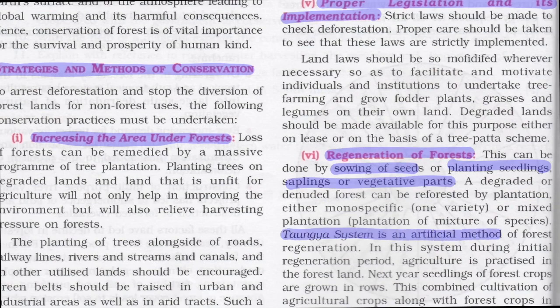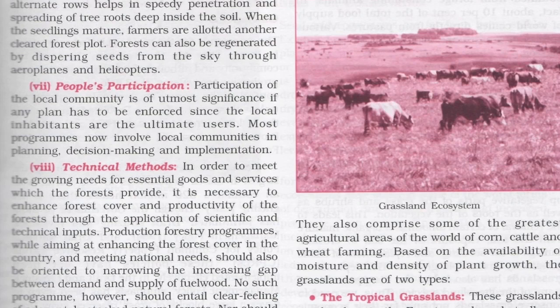Taungya system is an artificial method of forest regeneration. In this system, during the initial regeneration period, agriculture is practiced in the forest land, and in the next year, seedlings of the forest crops are grown in rows. This combined cultivation of agricultural crops along with the forest crops in alternate rows helps in speedy penetration and spreading of tree roots deep inside the soil. When seedlings are matured, farmers are allotted another cleared forest plot.